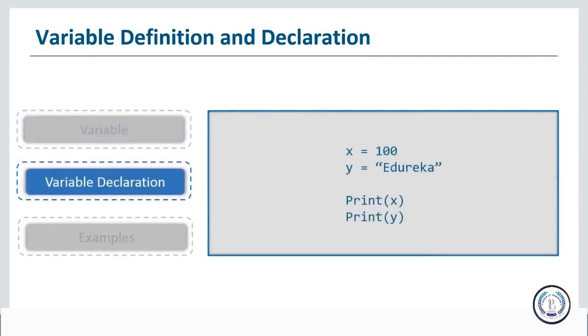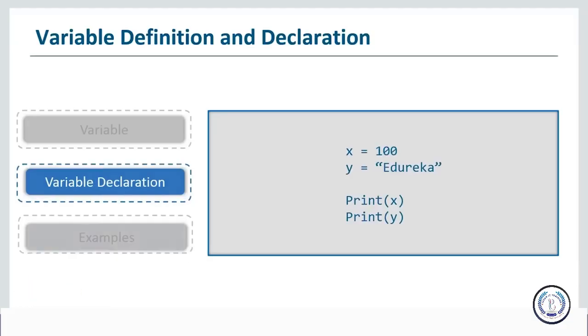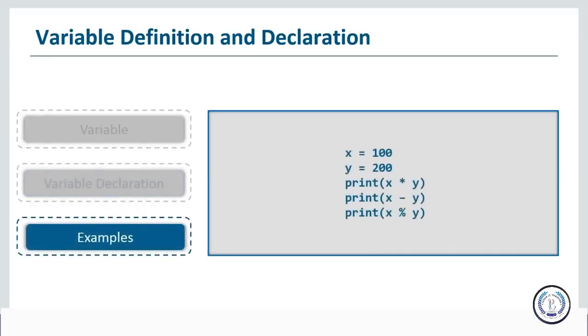Let's take a look at an example here. We have two variables x and y, and we have assigned values to each of them. We have given 100 to x and edureka to y. So this is actually how you create a variable in Python. Now when I print these variables, I am going to get the output as 100 and edureka. You can also perform operations on these variables using the arithmetic operators. You can perform addition, multiplication, subtraction, or division as well.